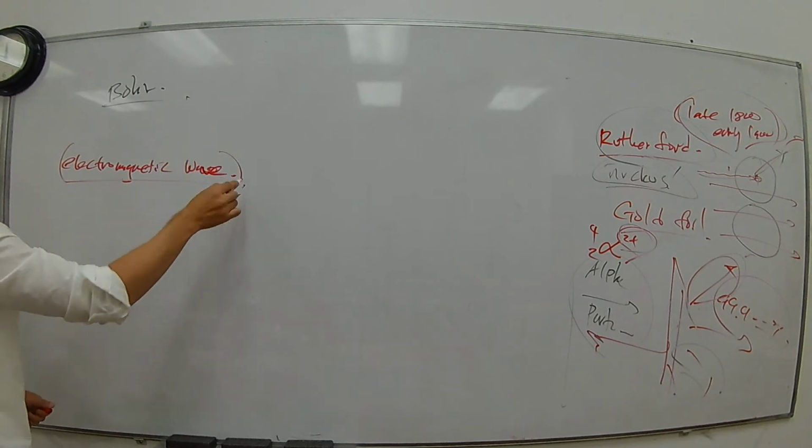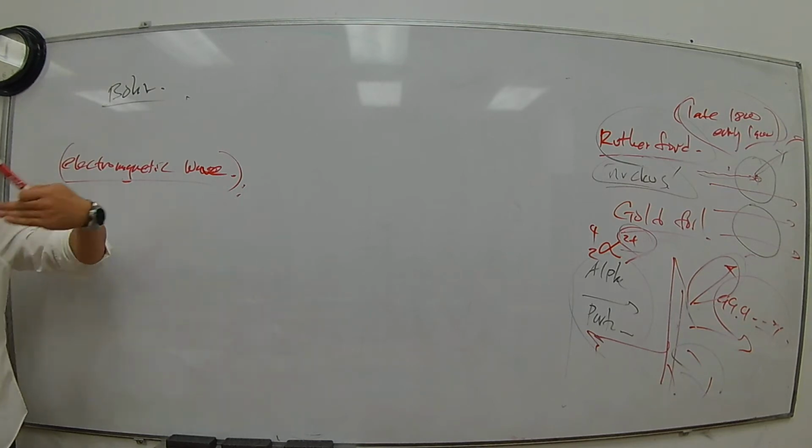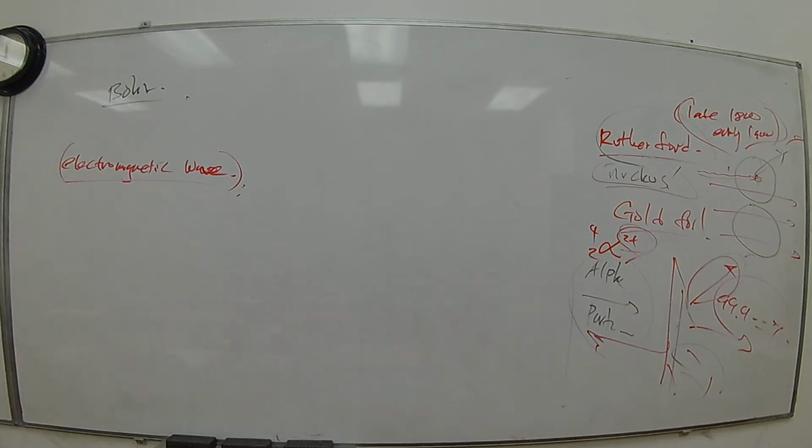So electromagnetic wave, guys, is nothing fancy. This is the wave that includes visible light, infrared radiation, radio waves and stuff like that. X-rays, cosmic rays, UV rays, that's all part of what we call the electromagnetic waves, including the visible light spectrum, like red light and blue light.